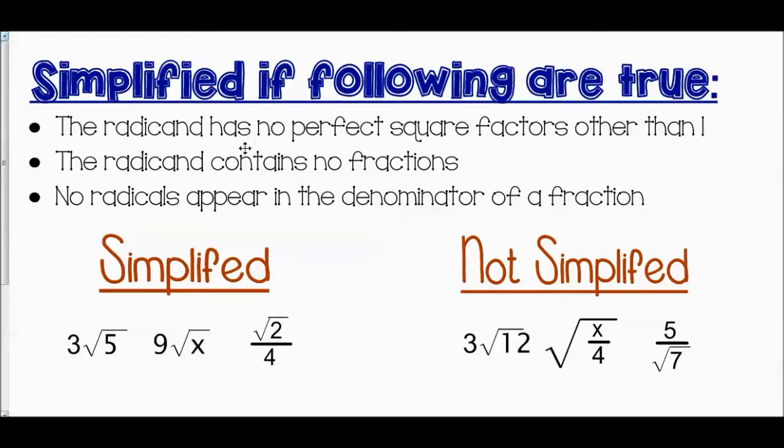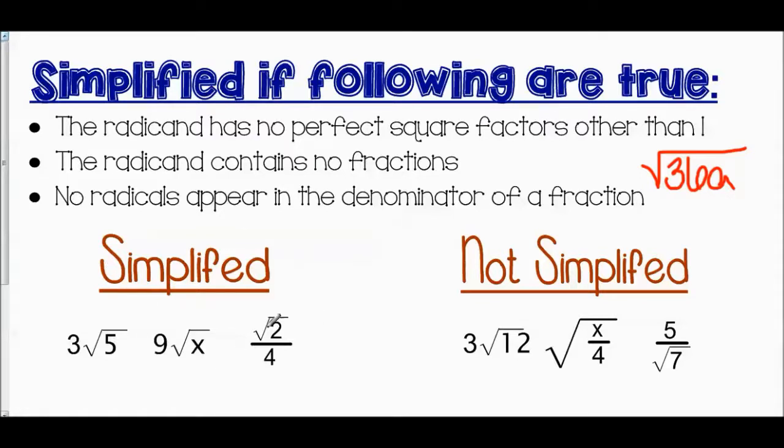So simplest form, when you're dealing with radicals, it is simplified if the following things are true. First, the radical has no perfect square factors other than 1. When we're talking about the radicand, we're talking about what is underneath the radical symbol. So something like this, if I had the square root of 36a, that would not be simplified because I have a perfect square factor in there of 36. Second, the radicand contains no fractions, meaning there's not a fraction in this box. And thirdly, no radicals appear in the denominator of the fraction.